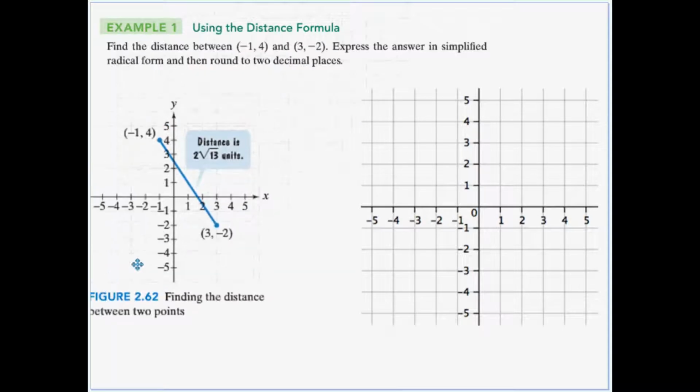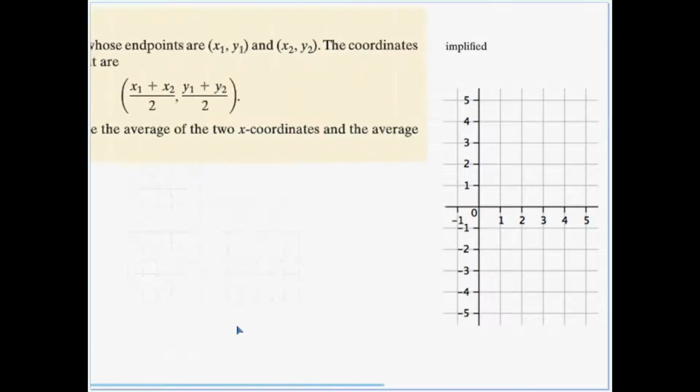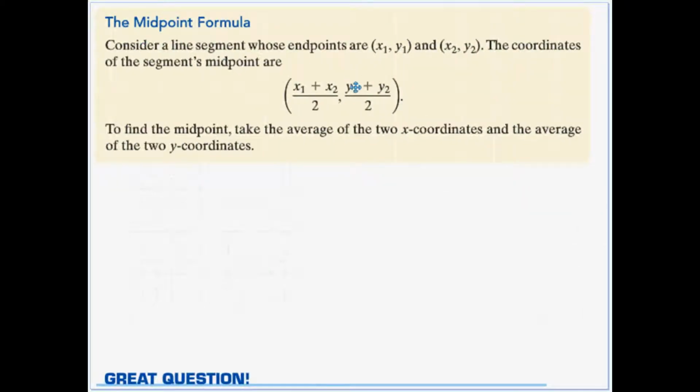And here's the better looking book graph. So the distance between that is 2 root 13. Now example 2, the midpoint formula. Well, let's just read what the book has.